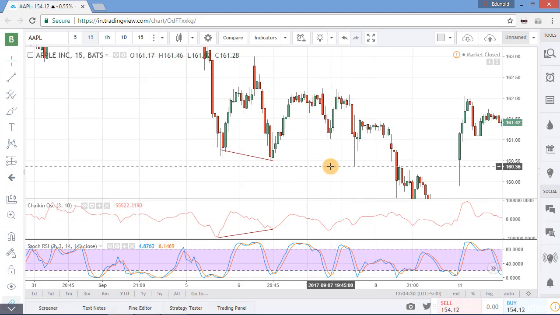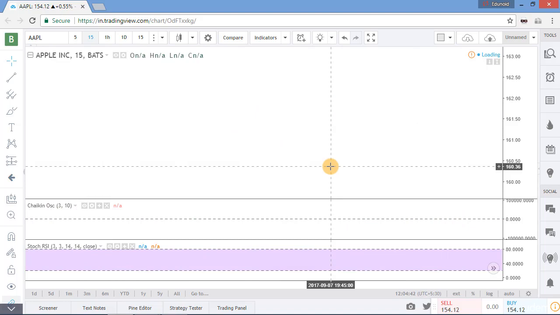In this way, by combining Chaikin's oscillator with stochastic RSI, we can also trade in minor trends, say on 15-minute charts. The signals are very safe and we can trade very safely in the minor trends also.